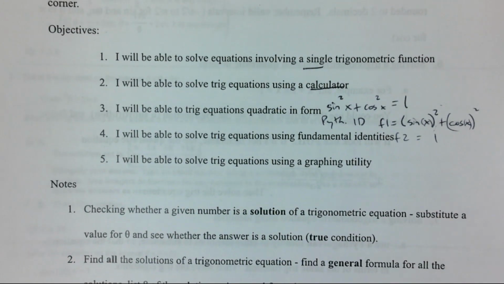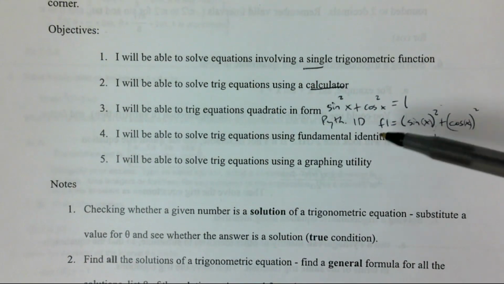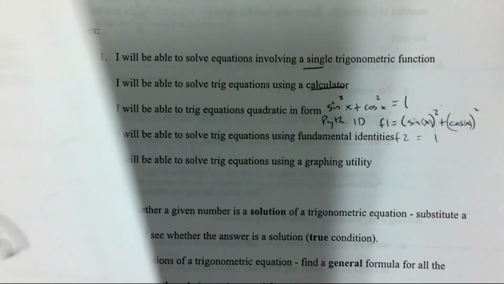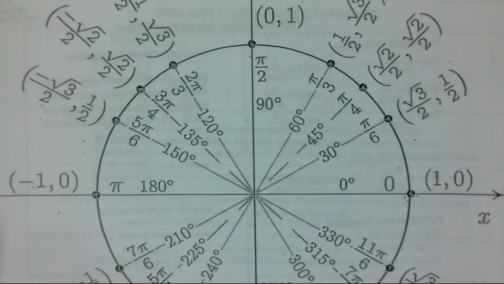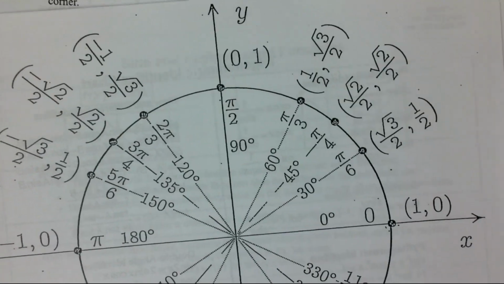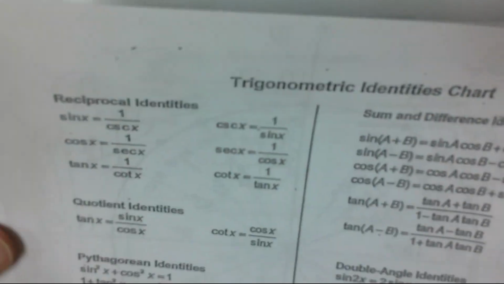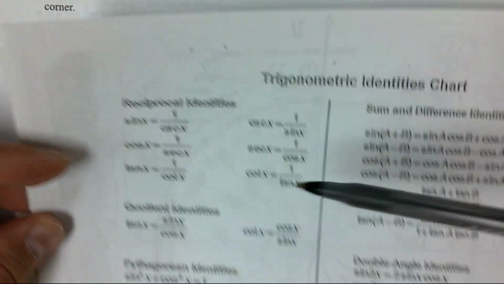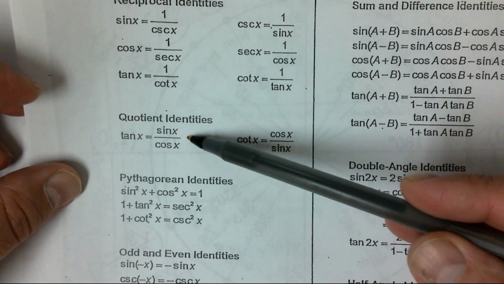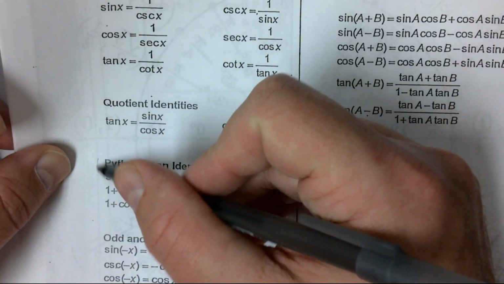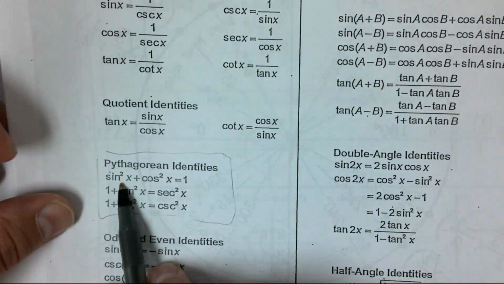Okay, other things are going to be using fundamental identities and solving using a graphing utility. So one of the things I wanted to mention is you're still going to need your unit circle packet, but in particular, flip the page over, and here are your reciprocal properties, which is where it's 1 over. Here's your quotient, which involves division. That's not just a 1 divided by. But then this is what we're talking about, quadratic.